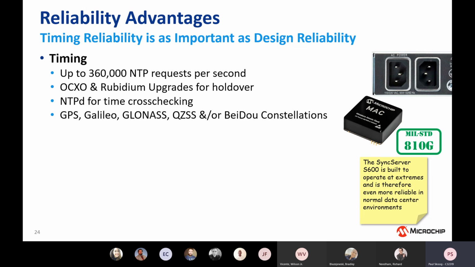So if we look at the timing, part of it is capacity. Through the NTP reflector, the time server can handle up to 360,000 NTP requests per second. That's a staggering number of requests per second. No organization would need that many. But the point being, if you ask for the time, you will get it back because that's line speed NTP operations. Certainly upgrading the oscillator for holdover for reliability in the event that time via GPS is not available. We can cross-check the time using NTP. And then, of course, having multiple constellations adds some reliability in where you're getting your time from out of the sky. So I'll go into a little more detail on those in some future slides.